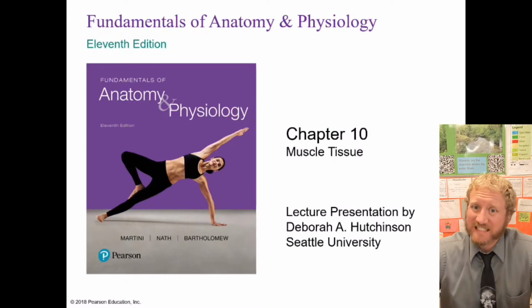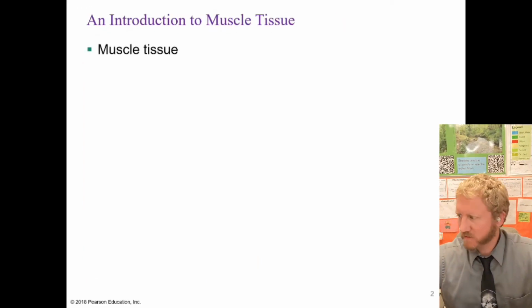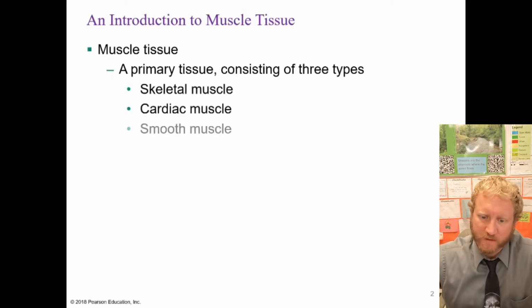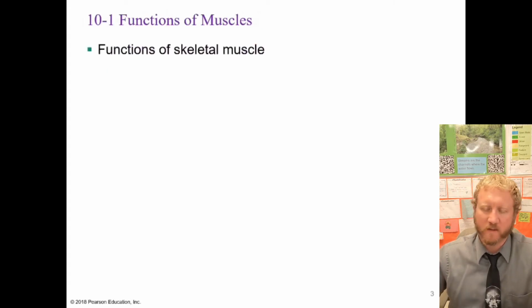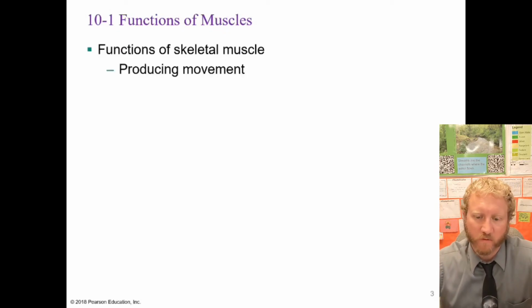Technical difficulties. So we're talking about muscles, and muscles can be three types. They are three types of muscle tissue. We've got skeletal muscle, cardiac muscle, and smooth muscle. Now, most of what we're going to be talking about is going to be skeletal muscle. We will talk about cardiac and smooth muscle towards the end.